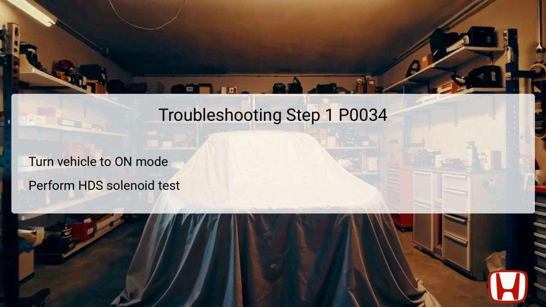The first step in troubleshooting DTC P0034 involves switching the vehicle's ignition to the on mode without starting the engine. Following this action, you'll utilize the Honda Diagnostic System, HDS, to perform a specific test referred to as the Turbocharger Bypass Control Solenoid Valve Test. This operation allows for a direct evaluation of the solenoid's behavior under commanded conditions.